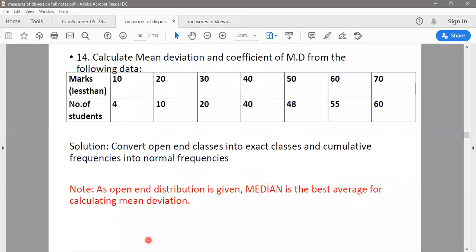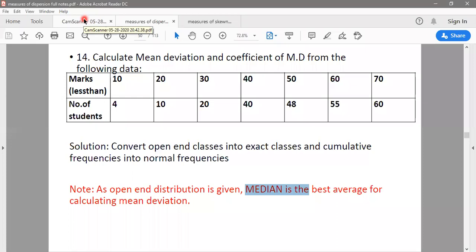One more thing for you to understand is, if you have an open-end distribution, then median is the best average to calculate mean deviation. If you have an open-end class distribution like less than and more than, go with the median average to calculate the mean deviation. So this is your complete quartile deviation, mean deviation and standard deviation.